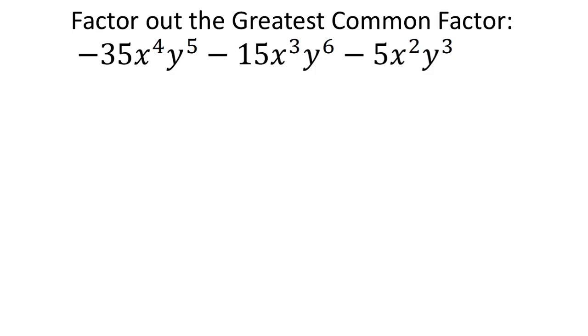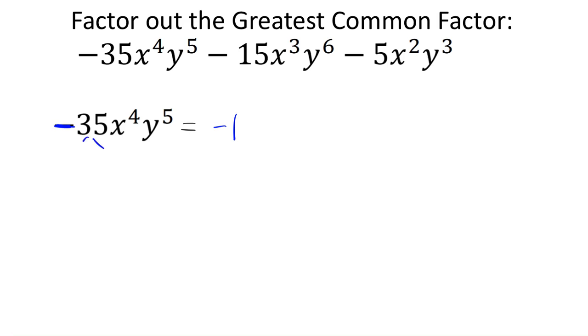All right, let's factor out the greatest common factor on these. And we're going to start by looking at our first term, negative 35x to the power 4y to the power 5. And what I've noticed first is that it starts out as a negative. So I'd probably put a negative 1 as one of my factors right there. Now remember, a factor is a number being multiplied by another number, which would also be a factor.